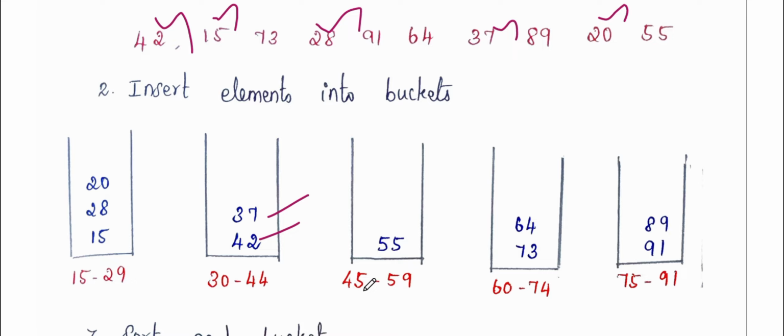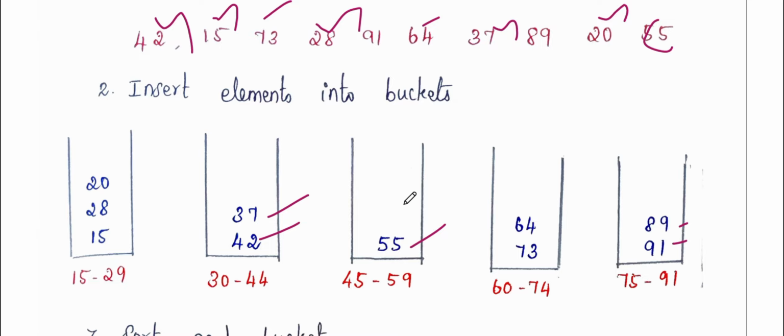The next range starts from 45, so we insert values greater than or equal to 45. Only one value is there, that is 55, inserted in this bucket. The next range is 60 to 74. Then 73 and 64 are both inserted in this bucket. Finally the range from 75 to 91 has 2 elements, and we insert them.